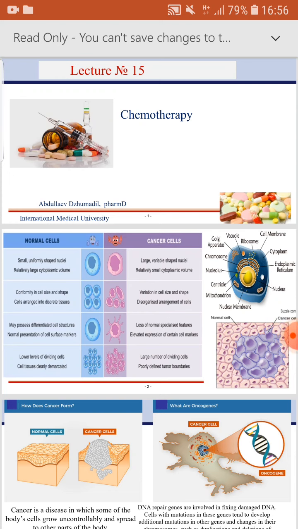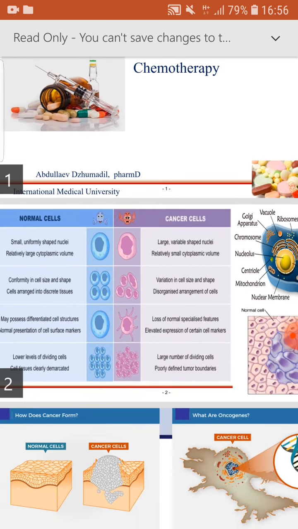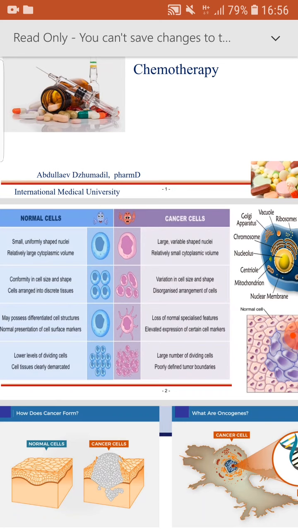So first of all, we'll discuss the differentiation between normal cells and cancer cells. Normal cells are small and have uniformly shaped nuclei, relatively low cytoplasmic volume, and conformity in size and shape. Cells are arranged into discrete tissues, may possess differentiated cell structures, normal presentation of cell surface markers, lower levels of dividing cells, and tissues are clearly demarcated.